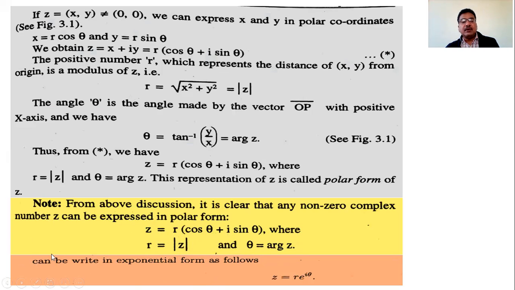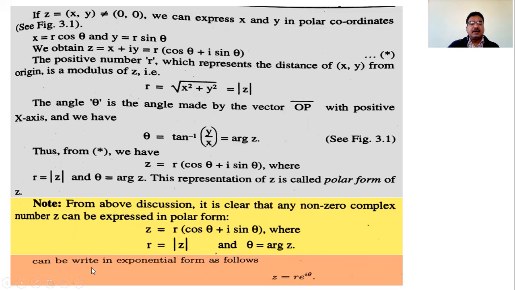So in order to express a complex number in polar form, we have to first find its modulus and argument, the principal argument. If we find the value of r and theta, then we can express the complex number in polar form. So in order to express the number in polar form, find its modulus and principal argument. Then we have the number in polar form.